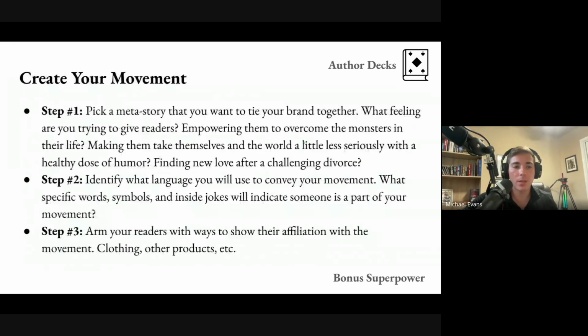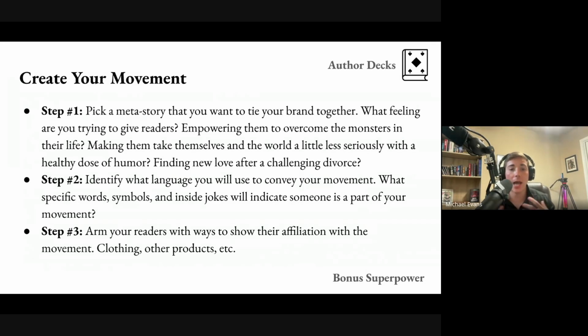Now, let's get into some more actions. So create your movement, three steps. Step one, pick a meta story that you want to tie your brand together. What feeling are you trying to give your readers? Are you empowering them to overcome monsters in their life, making them take themselves and the world a little less seriously with some humor, or are you finding new love after a challenging divorce?